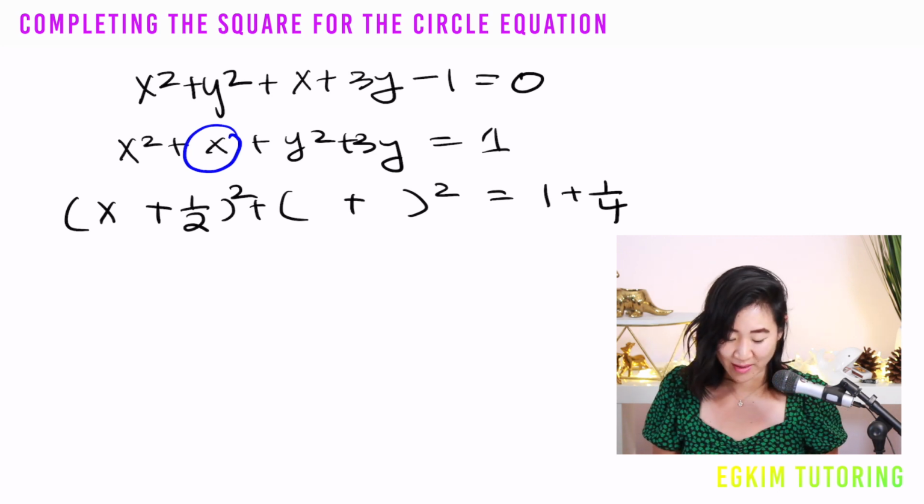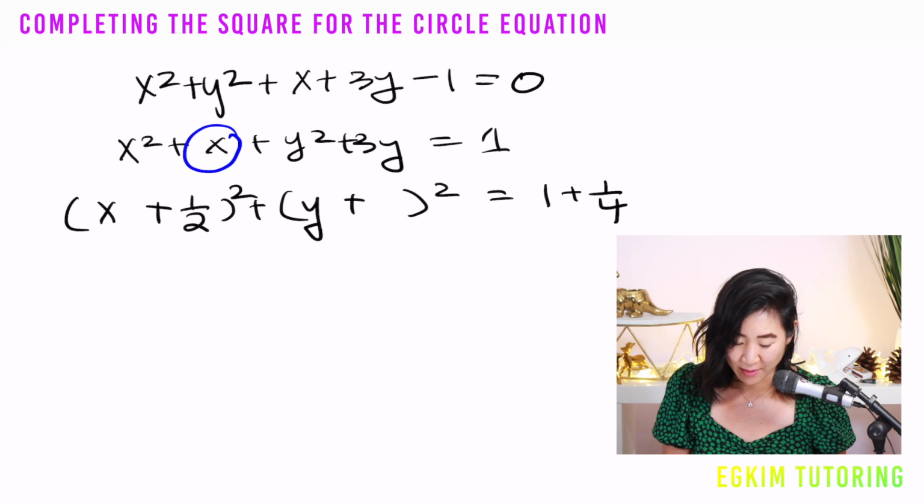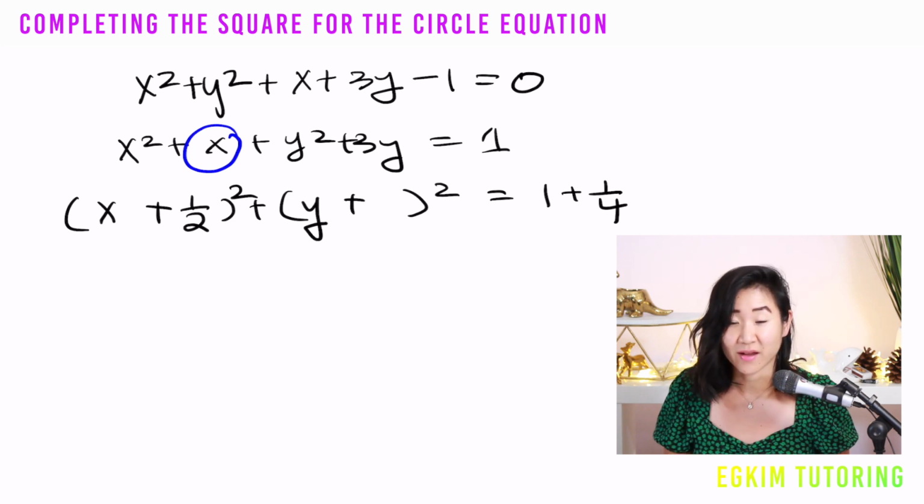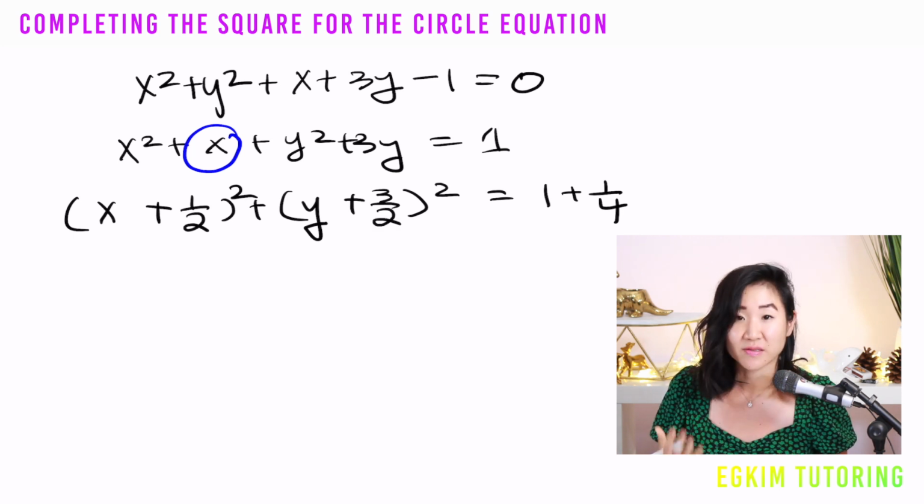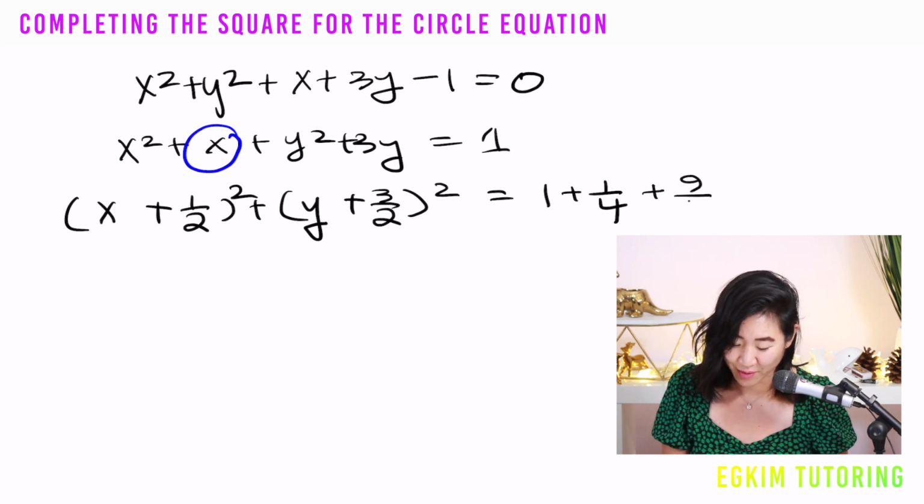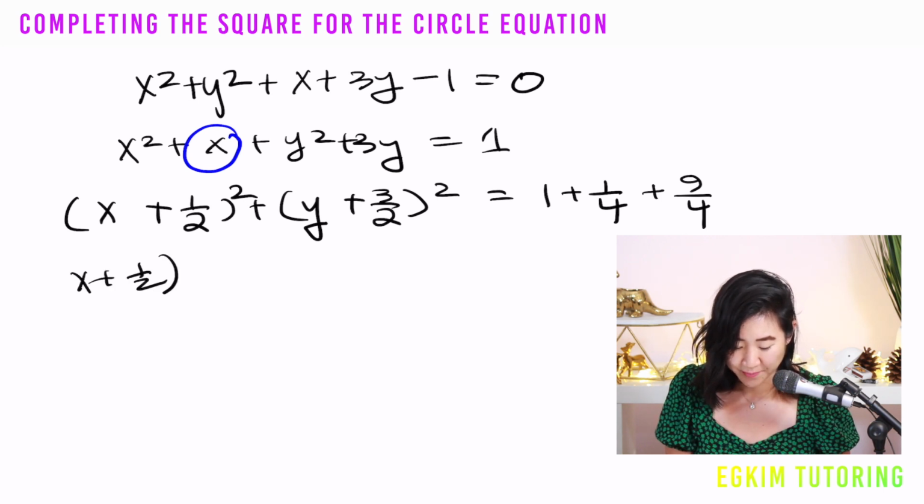And let's do y now. So again, bring the y down. The coefficient in front of 3y is just 3, so let's divide that by 2. So 3 over 2 is just 3/2. Square it. So (3/2)² is 9/4. So the left side is pretty straightforward. You have (x + 1/2)² + (y + 3/2)².